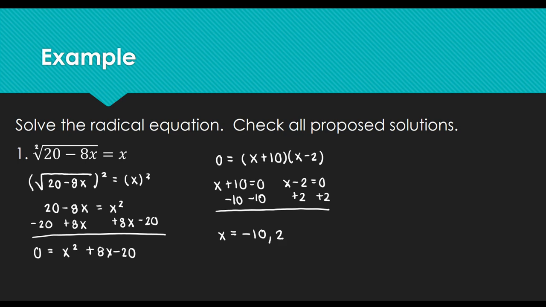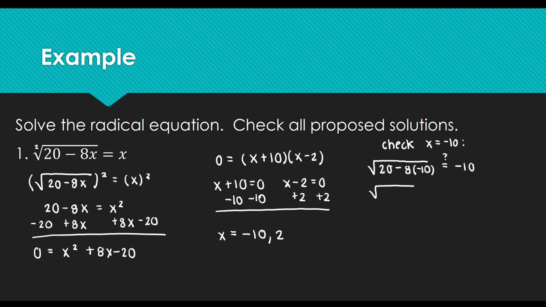But I'm not circling those answers until I've checked to make sure that they work. So I'm going to first check x equals negative 10. So I go back to my original equation. Underneath the square root, we'll have 20 minus 8 times negative 10. On the other side, I want to know, does that really equal? Well, in this case, I'm plugging in negative 10.